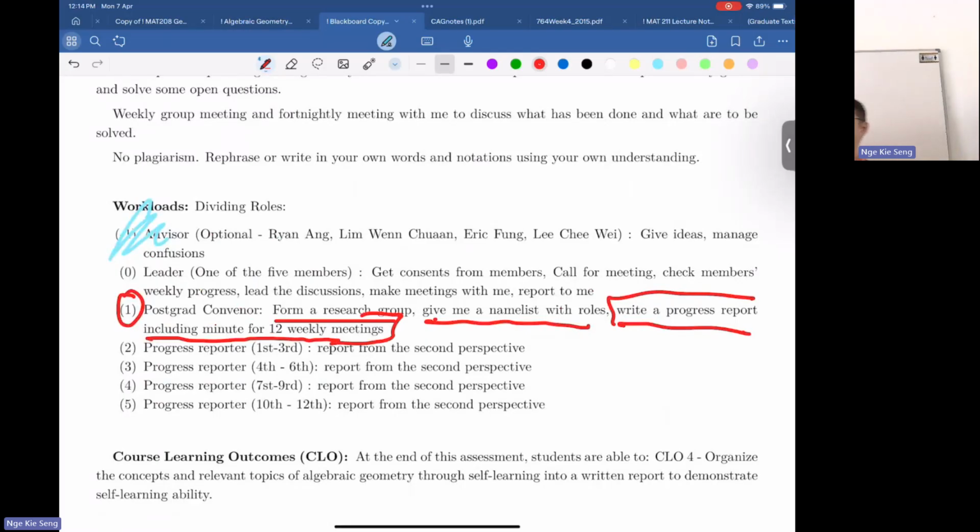So this postgrad, I require you to write a progress report here. Later this progress report will be useful. I'll tell you how it is useful. And then the other guys, the undergrads, I also split them into doing a progress report, but they just need to do it for 3 weeks.